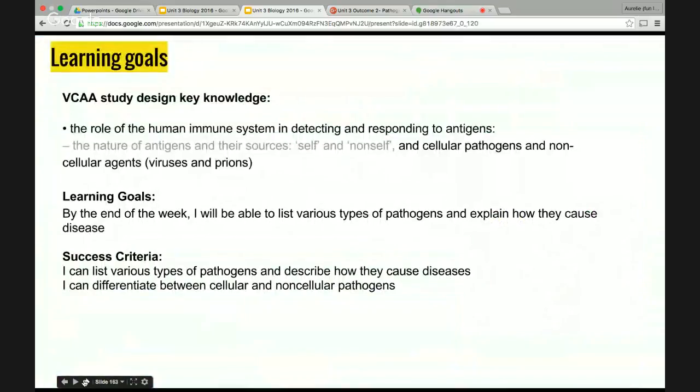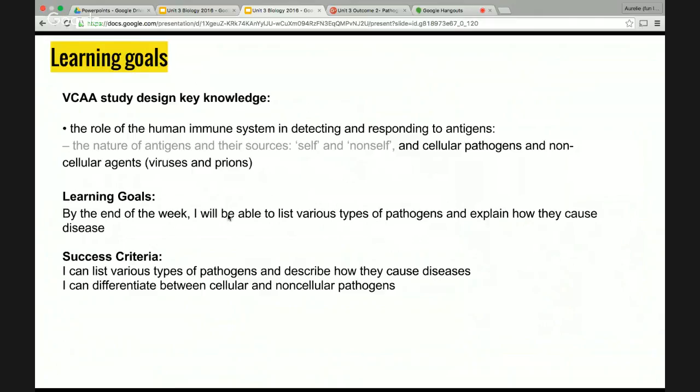So this is the VCE study design. The key knowledge, the things that you need to know for this topic: you need to know the role of the human immune system in detecting and responding to antigens, the nature of antigens and their sources, self and non-self, and cellular pathogens and non-cellular agents, like viruses and prions.